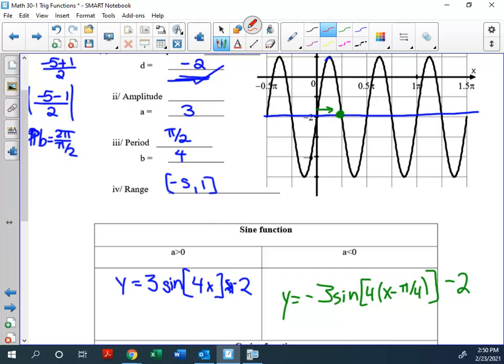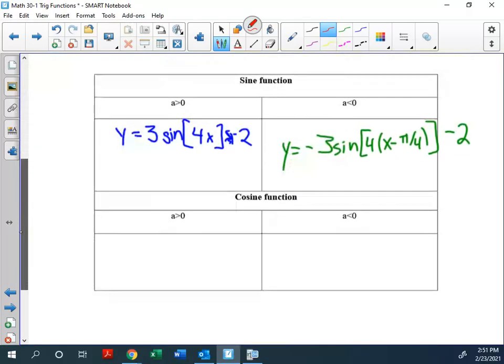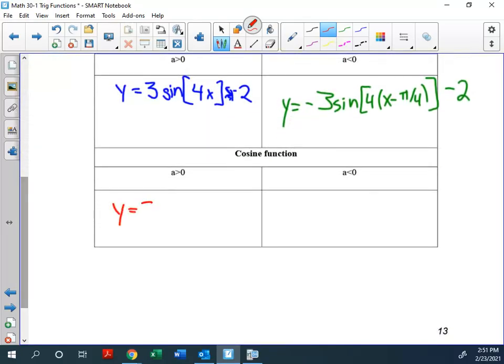Cosine, positive cosine starts at the maximum. There's my maximum. Not pretty, but it's halfway, right? And I've already determined that this is pi/4, so halfway will be pi over 8. So my positive cosine graph will be 3 cos 4 times x minus pi over 8, minus 2.